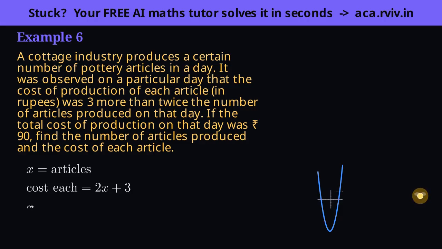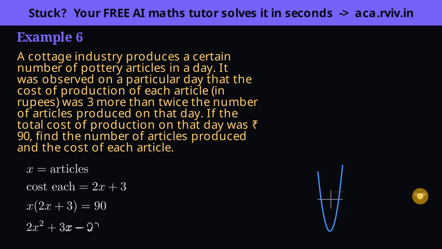Total cost is the number of articles times the cost of each. Count times price gives total spend. That equals the given 90. So x times 2x plus 3 equals 90. Two things containing x are being multiplied, so x squared is on its way. Multiply out to 2x squared plus 3x, then move the 90 across to reach standard form equal to 0.